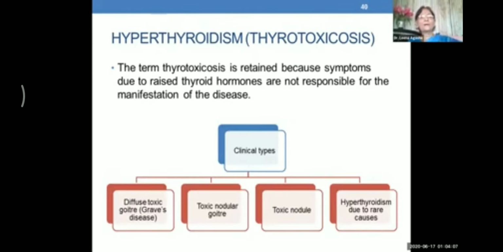Let us come to hyperthyroidism, which is also called thyrotoxicosis. The term thyrotoxicosis is retained because symptoms due to raised thyroid hormones are responsible for the manifestation of the disease. There are various clinical types of thyrotoxicosis. One is diffuse toxic goiter, which is called Graves' disease. Second is toxic nodular goiter. Third is toxic nodule. And fourth is hyperthyroidism due to rare causes.